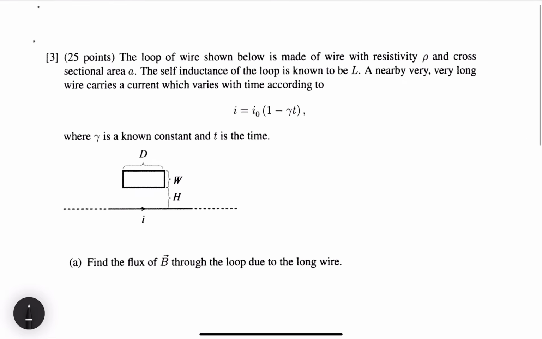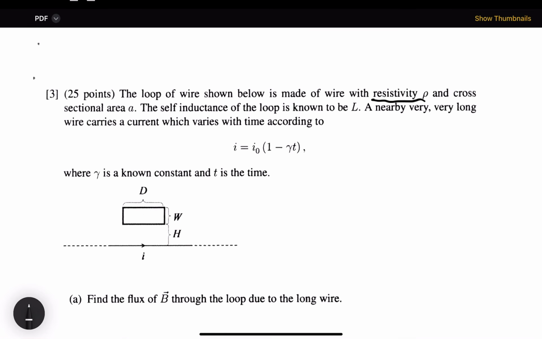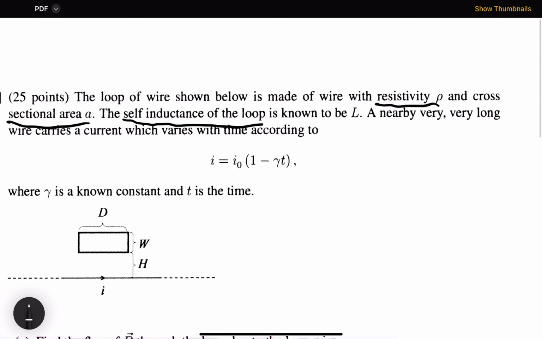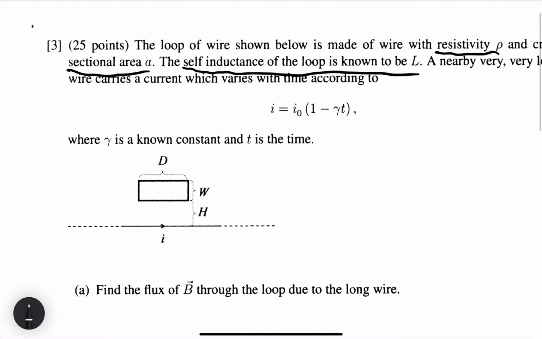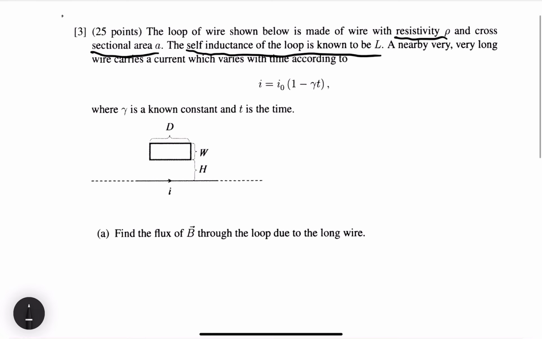The loop of a wire shown below is made of a wire with resistivity ρ and cross-sectional area A. Self-inductance is not ignored because it is given to us. Self-inductance is to be L. A nearby very long wire carries a current which varies with time. Okay, so the current generated by the wire is this. Gamma is a known constant, t is time. Okay, so we want to find the flux through the loop due to the long wire.